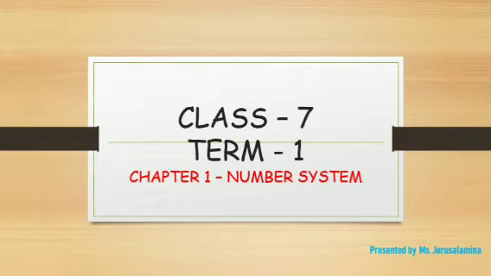Today, we are going to see chapter 1, Number System. In last class, we learnt about the addition of integers, isn't it? In this class, we are going to see the remaining: subtraction, multiplication, and division. The main operations are addition, subtraction, multiplication, and division, isn't it? These four only we are going to see in this number system.